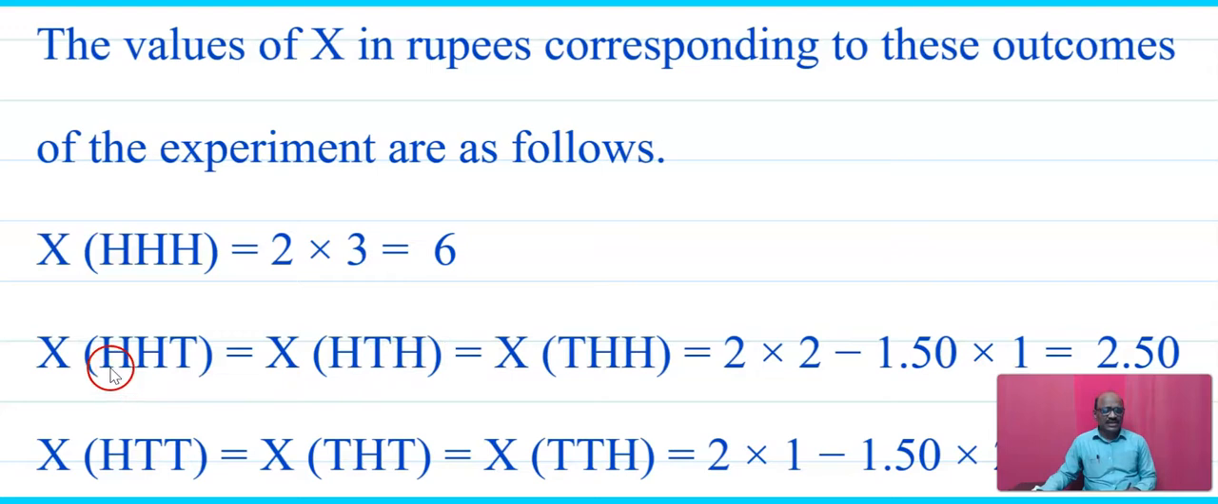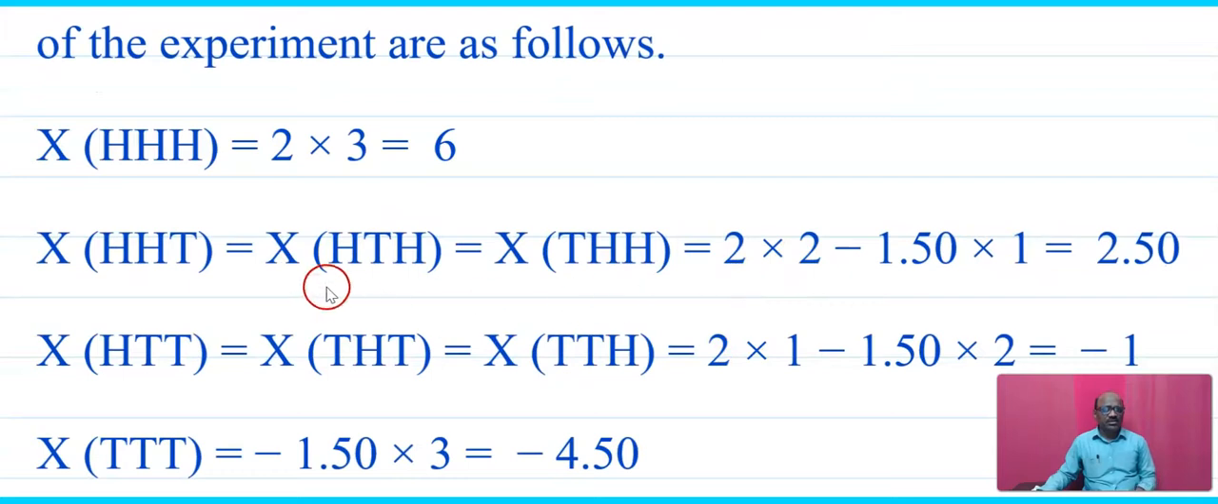Now see this here. HHT, HTH, and next is THH. What's happening here? You are getting 2 heads, but the second party is getting 1 tail, so you have to give 1.5 to the other person. Therefore 2 into 2 minus 1.5 into 1, and so the value is 2.5.